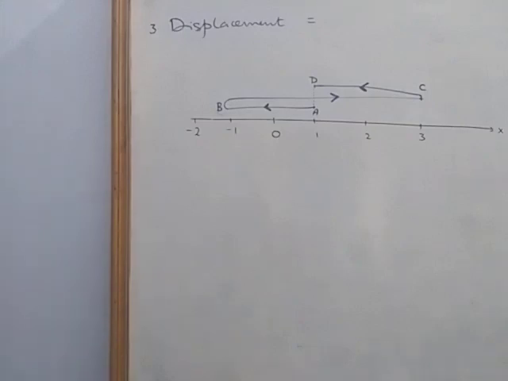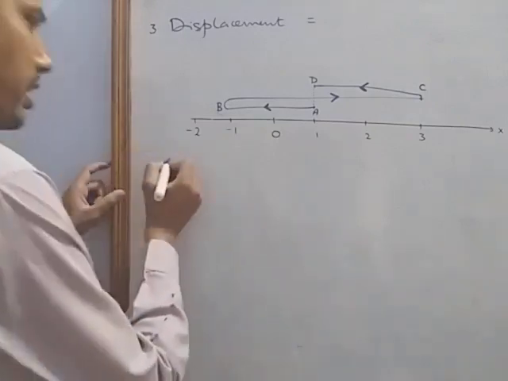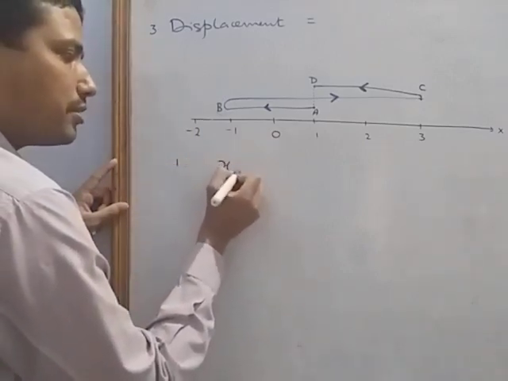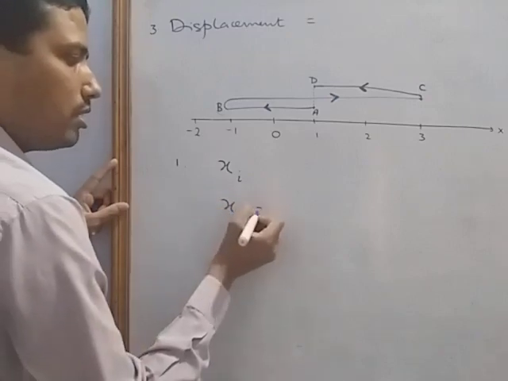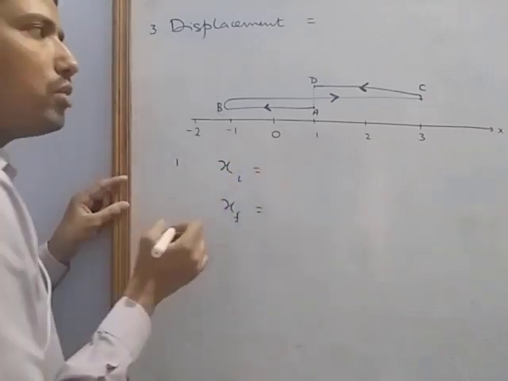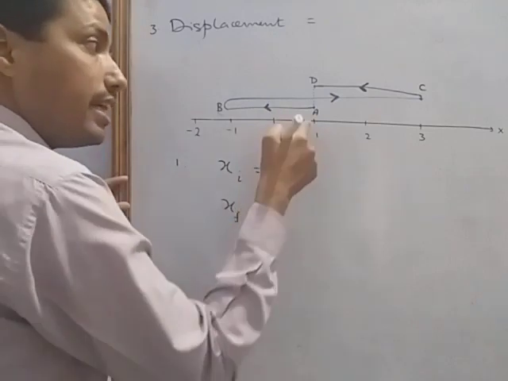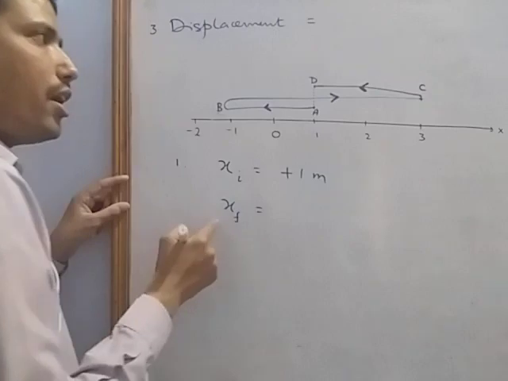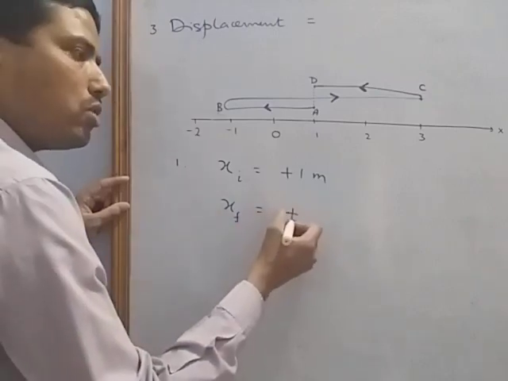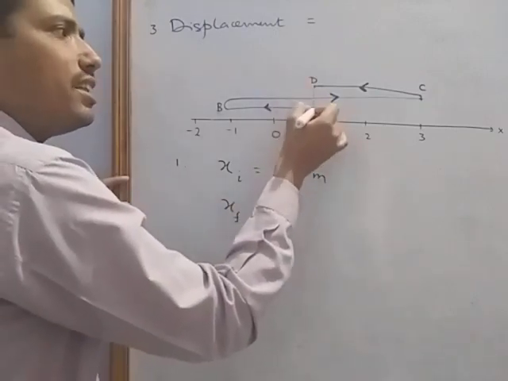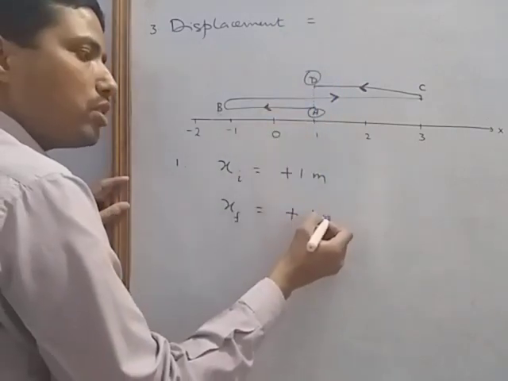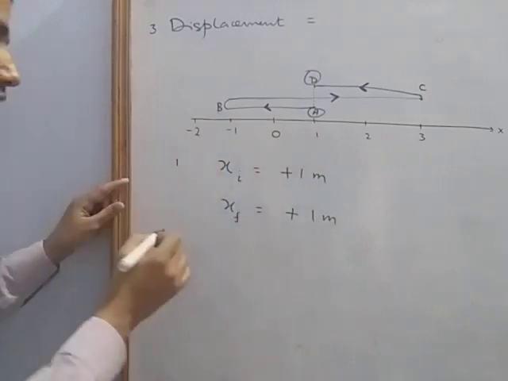On the x-axis. Now tell me, students, in this figure, again the same questions which we did in the first case: what are the initial and final positions? I hope it's very easy for you now. Initially it was at A and A is at position 1, so we'll write plus 1 meter. What is the final position? It is also at point D. See, I'll encircle the initial and final positions. Both are at the same point, so no problem, 1 meter and 1 meter.